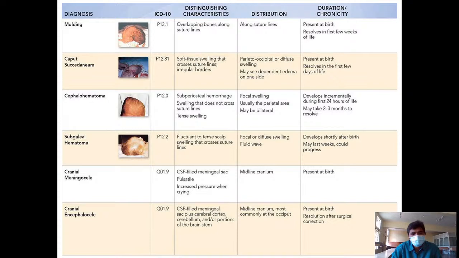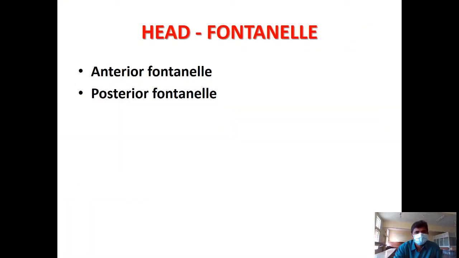So most of the times along with the meninges, cerebral cortex, cerebellum and portions of brainstem will get herniated into that encephalocele, and in meningocele only your coverings, that is meninges, are herniated without any brain contents. So most of the times cranial meningocele is seen over the glabella, whereas cranial encephalocele is seen in the occipital area. Then the other things you need to look at are the anterior fontanelle and posterior fontanelle.